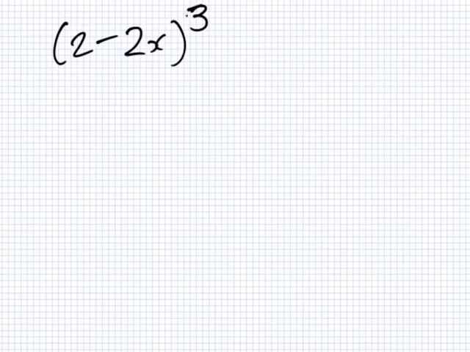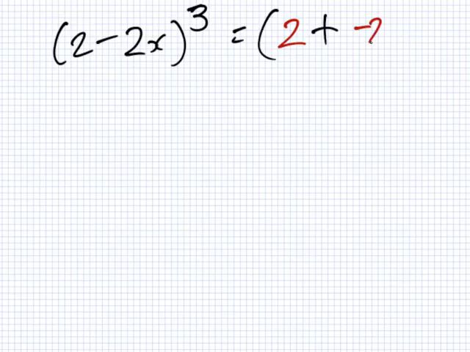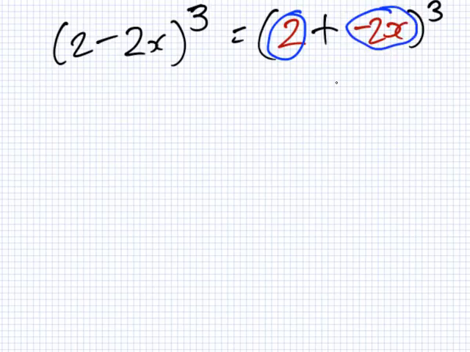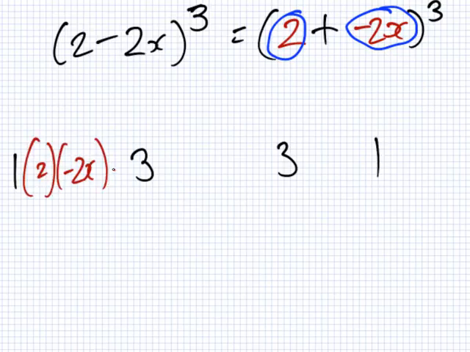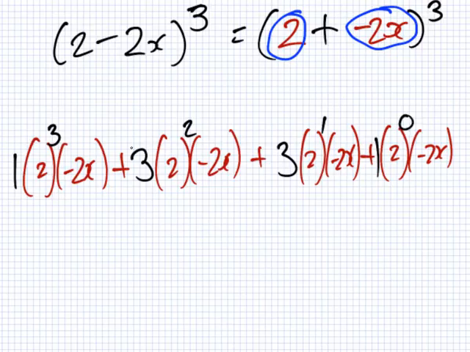Okay, so I just want to show you how to deal with it if there's a minus. One way is to rewrite it as 2 plus minus 2x. So you think about the parts as being 2 and minus 2x. For row 3, we have 1, 3, 3, 1. So the first part will be 2 and minus 2x, plus 2 and minus 2x, and so on. Again, we go 3, 2, 1, 0 and 0, 1, 2, 3. So just be very careful with the signs.